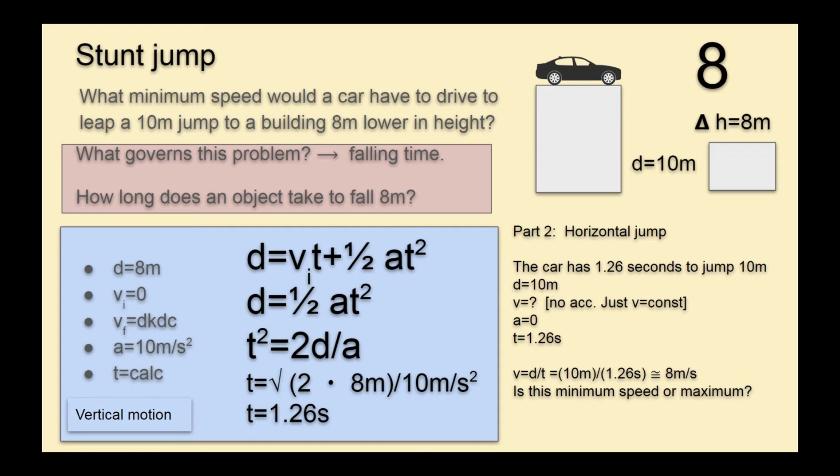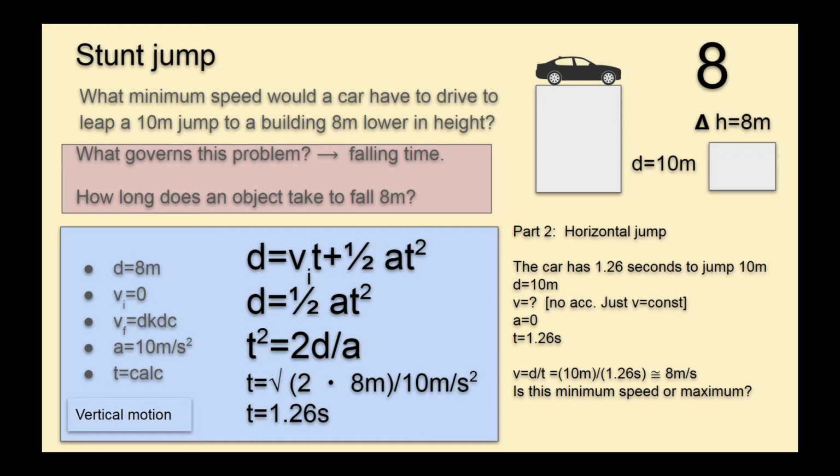Now that we have the time, the car must be there. It's got to be over that 10 meters, so it is at the building when those 1.26 seconds expire and it strikes the ground. So we have a 10-meter horizontal jump. We're going to have a constant speed we need to calculate, and we have 1.26 seconds to be over that building, so we land on it at the exact moment we fall the 8 meters. And we get 8 meters a second will carry us over to the other building just in time for our wheels to touch down.